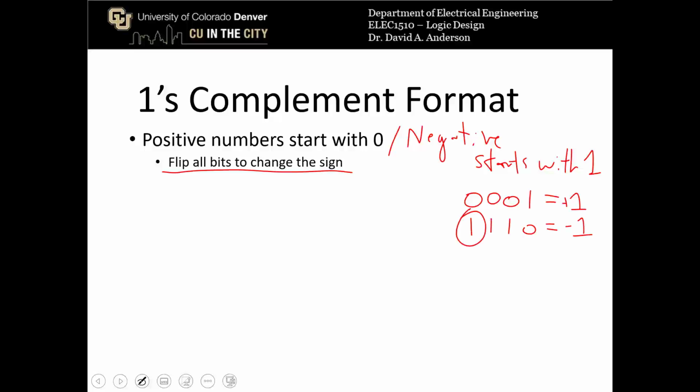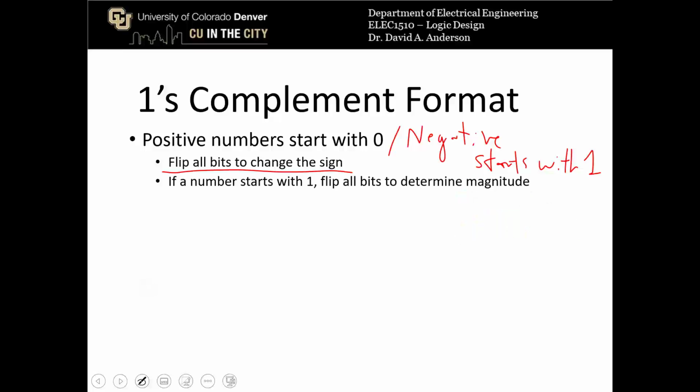Now, it still has a 1 in the most significant bit's place, which tells you that it's negative, and the positive version had a 0 in the most significant bit's place. You just don't directly convert the remaining bits back into the magnitude like you did with sign magnitude format. So now, if you have a number that starts with 1 and you want to figure out what number that is, you have to flip all of the bits to determine the magnitude. Now, we'll do a few examples of that in a second.